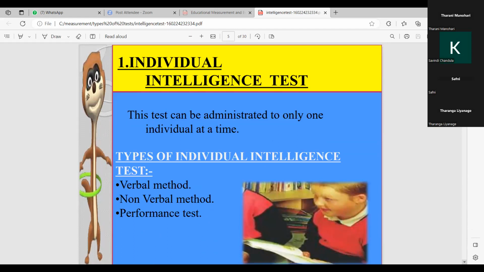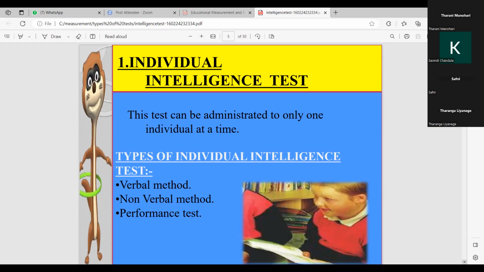Individual intelligence tests. This test can be administered to only one individual at a time. The types of individual intelligence tests are, first, the verbal method. So you can have a kind of interview with the candidate. Based on that interview, the questions you ask and the answers given by them, you decide whether to select them or something like that. Right? The verbal method.